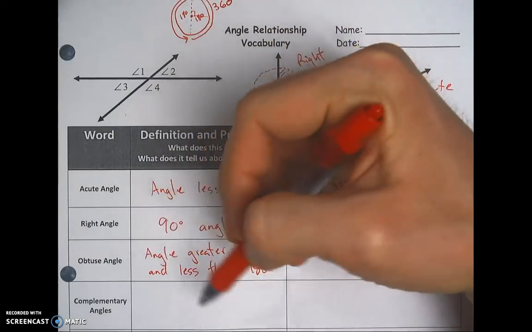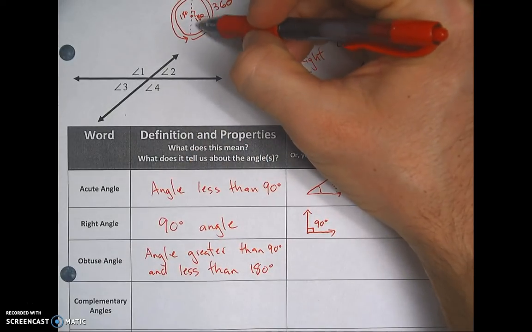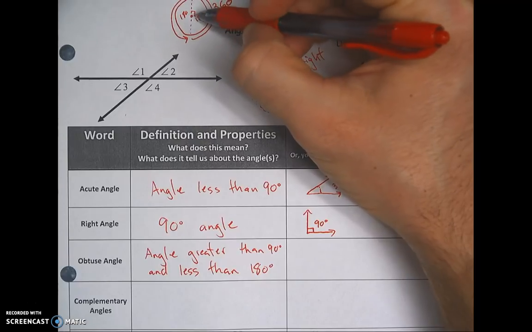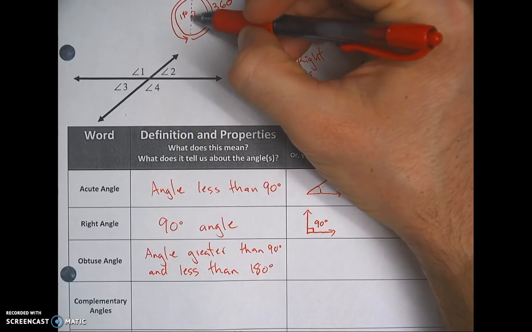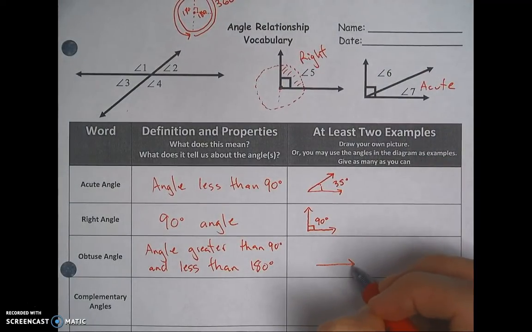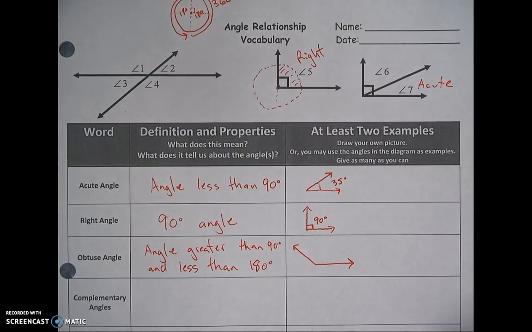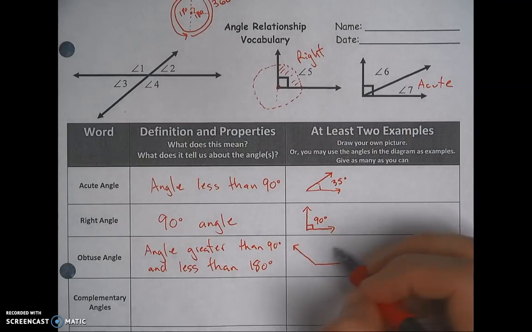So obtuse is not just more than 90. It's in that middle range between. So here's 90. Take a little bit more, but not all the way to 180. So if we were going to draw it, 90 would be straight up and down. 180 would be a straight line, basically. So something in between that is obtuse. Between 90 and 180, so for instance, 130 degrees. This space in here.